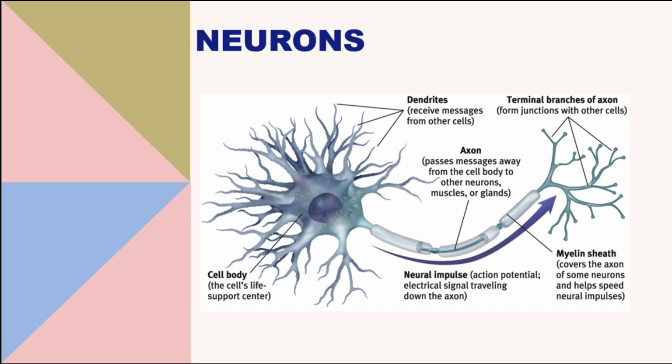Dendrites are branching extensions that protrude from the cell body. They receive incoming signals from other neurons or sensory receptors. Dendrites are covered in synapses, which are specialized structures that allow communication between neurons.